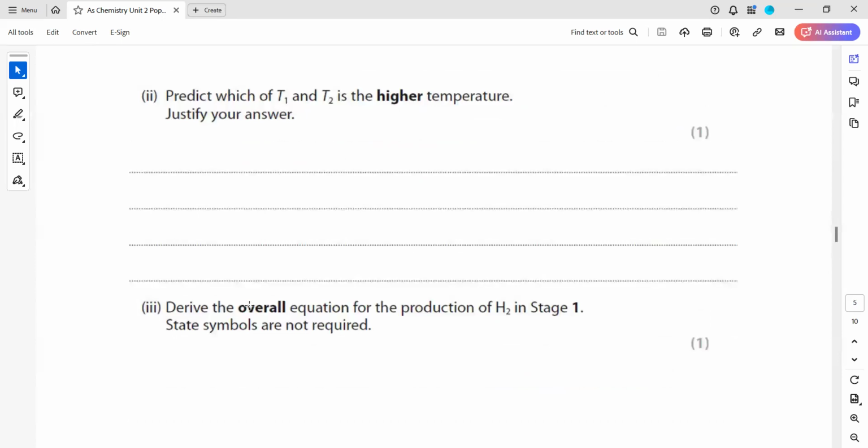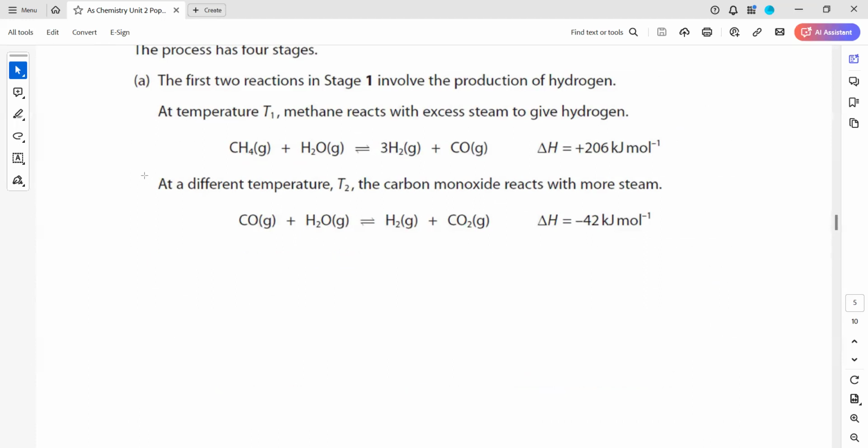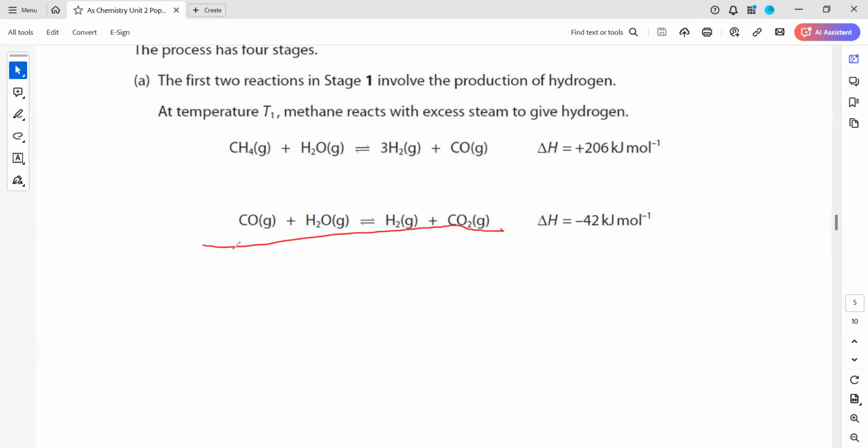In part 3, we need the combined equation. So for the overall equation, we just have to add the two equations which are given. So these are the two equations, and we have to add them. When we add, carbon monoxide is on the reactant side in one and on the product side in the other, so this will cancel out.